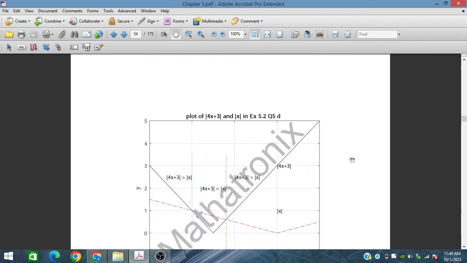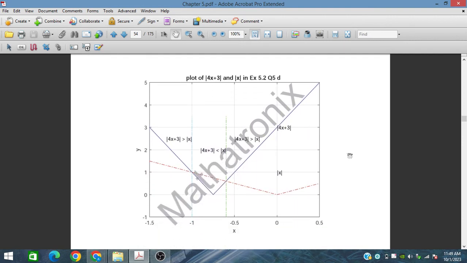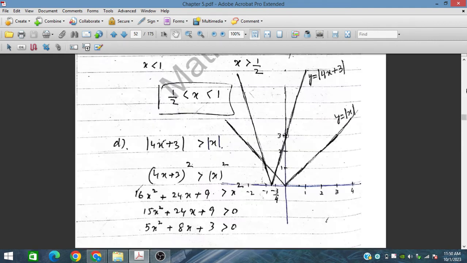This is part D. This is |4x + 3|. This blue line is this curve, and this red line is x. So we see this curve intersects this line at these two points, and we have to find this value.